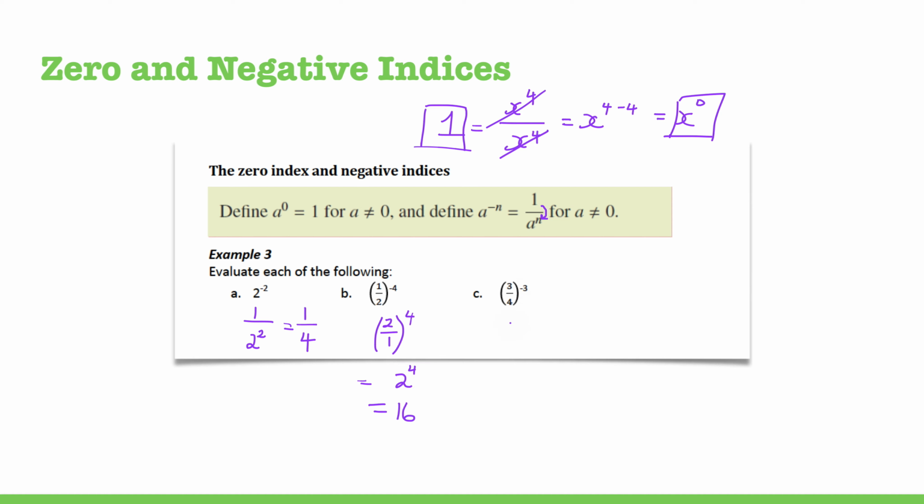Same idea with c, you can see that negative, so step 1 is to flip the fraction, so take it to the other side to get rid of that negative. And then because all of this term is to the power of 3, I have to put every number to the power of 3. 4 to the power of 3 is 64, and 3 to the power of 3 is 27.